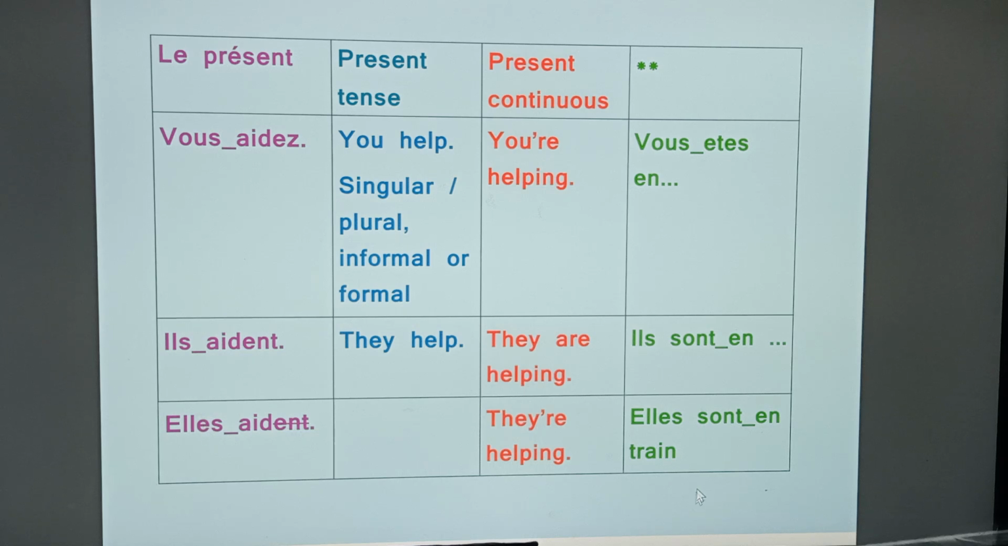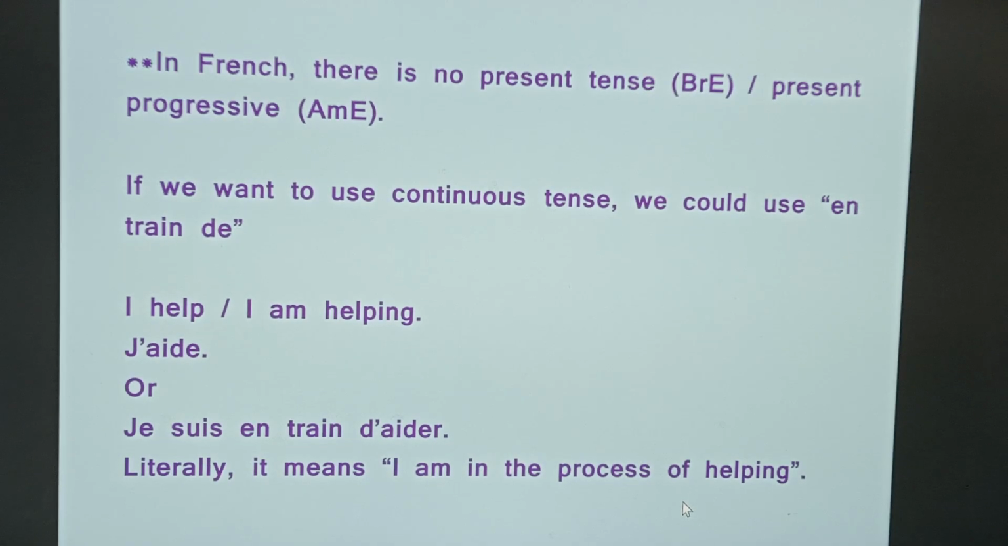So elles sont en train d'aider. So en train, and then you put the full one. As I mentioned earlier on, in French there is no present tense. Present tense means British English, present progressive means American English. So hereafter if I put BrE, it means British English, AmE means American English. In French there is no present tense or present progressive. But if we want to use continuous tense, we could use en train de.